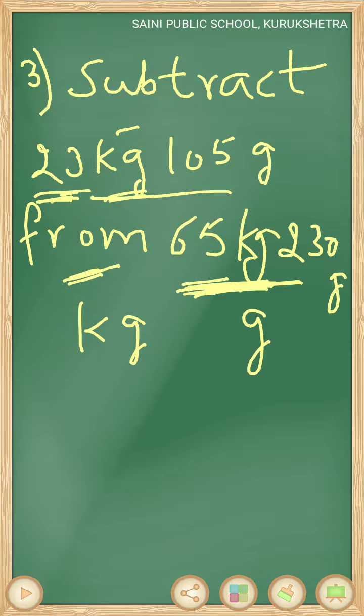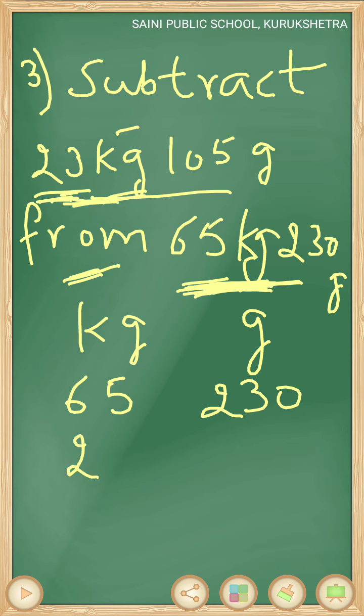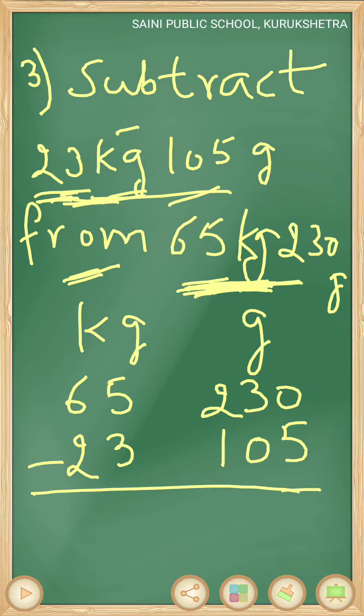Okay. So here write this number first. We will not write this one first. First of all you will write this number, 65 kg. So I will write 65 below kg and 230 below gram. Now we will write the second number according to units, 23 kg. So I will write here 23 and here 105 gram. Now put a sign of minus here.